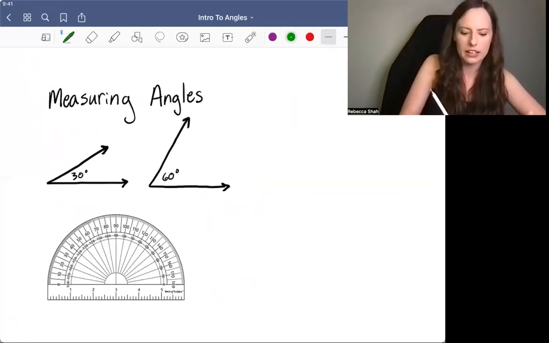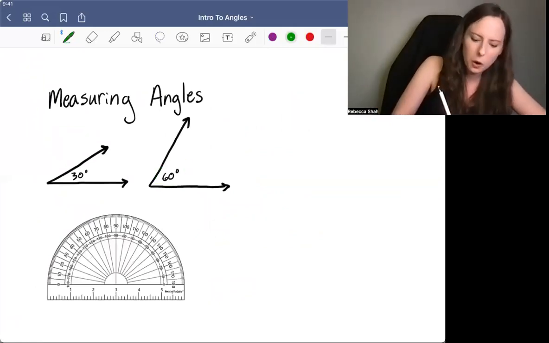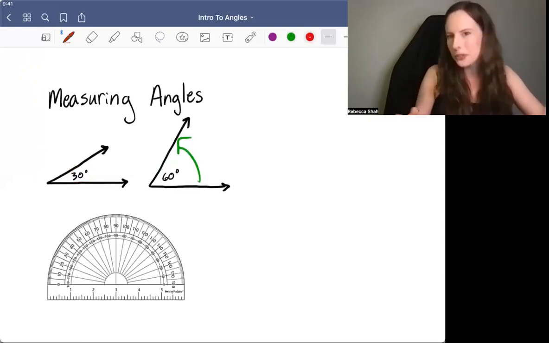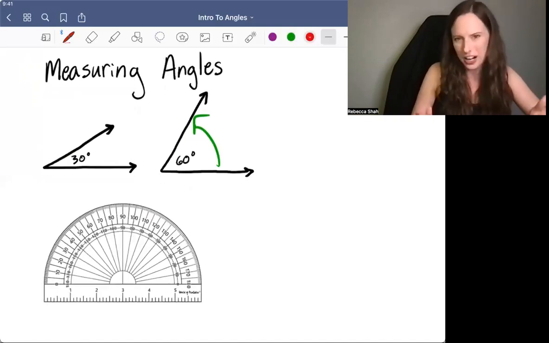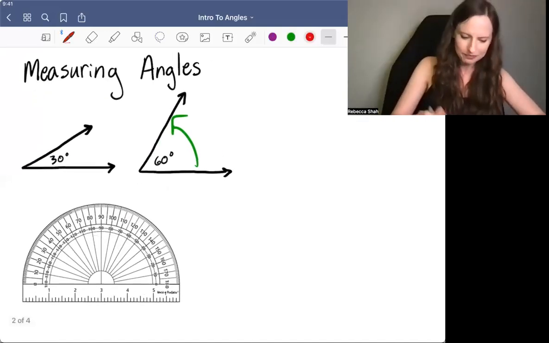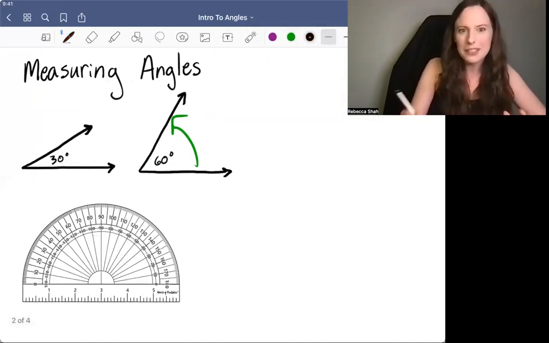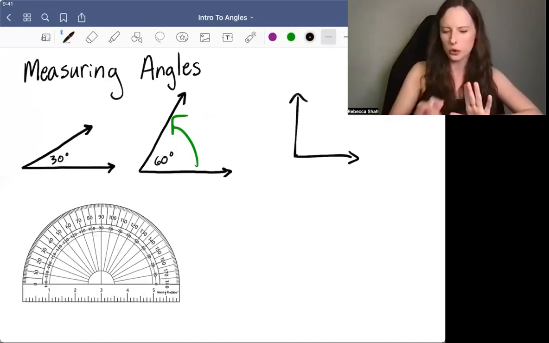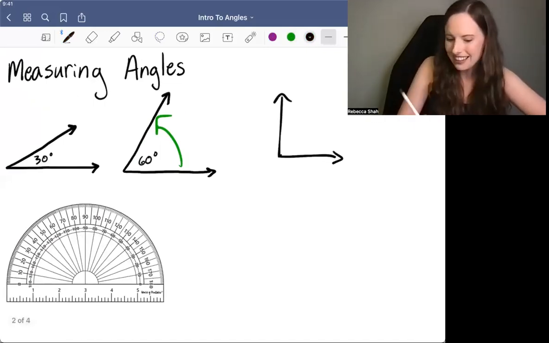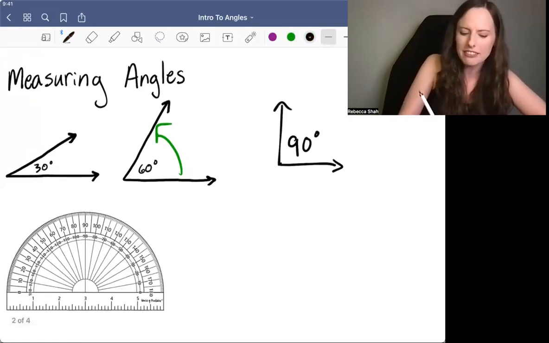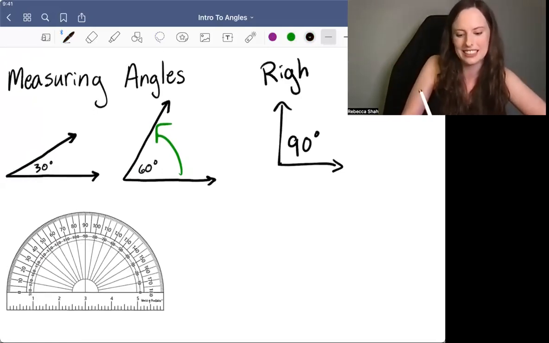So the measure of an angle is a number that tells us how much it opens up. So an angle with a bigger measure is going to open up more than an angle with a smaller measure. Now in the real world, we use a protractor to measure angles, but we'll save that for another video. One of the most common angles makes sort of a square corner. And the measure of that angle is 90 degrees. In fact, it's so common, we gave it its own name. It's called a right angle.